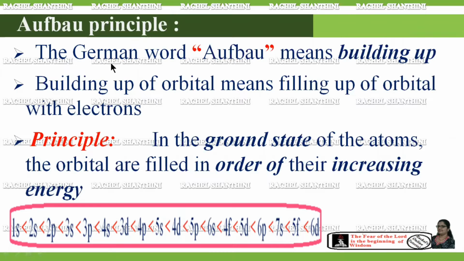Aufbau principle. The German word Aufbau means building up. Building up of orbitals means filling up of orbitals with electrons. This Aufbau principle states that in the ground state of the atoms, the orbitals are filled in order of their increasing energy. That is, the electrons first occupy the lowest energy orbitals available to them, and then the electrons enter the next higher energy orbitals.